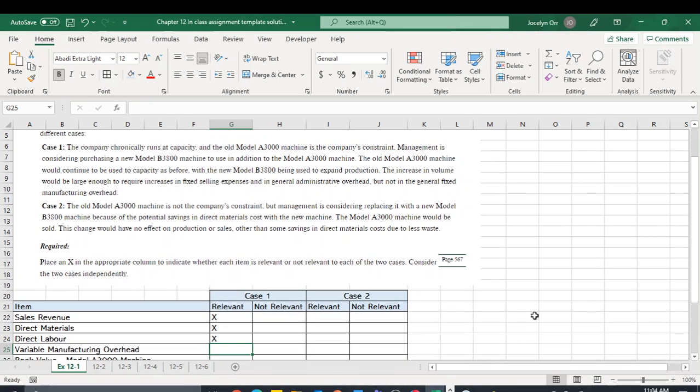The variable manufacturing overhead, just reading through the question. So there's no increase to the general fixed manufacturing overhead, but if we expand production, we know that the variable overhead will also increase, right? Because variable is based on the number of units being produced. We are expanding production, meaning we're producing more units.